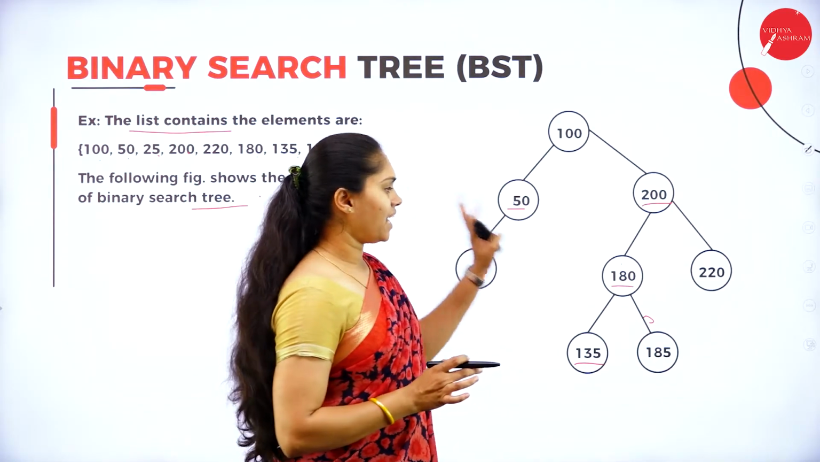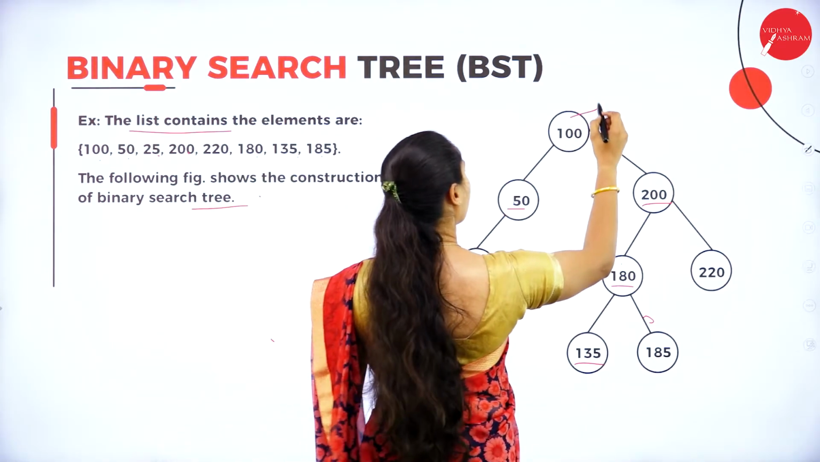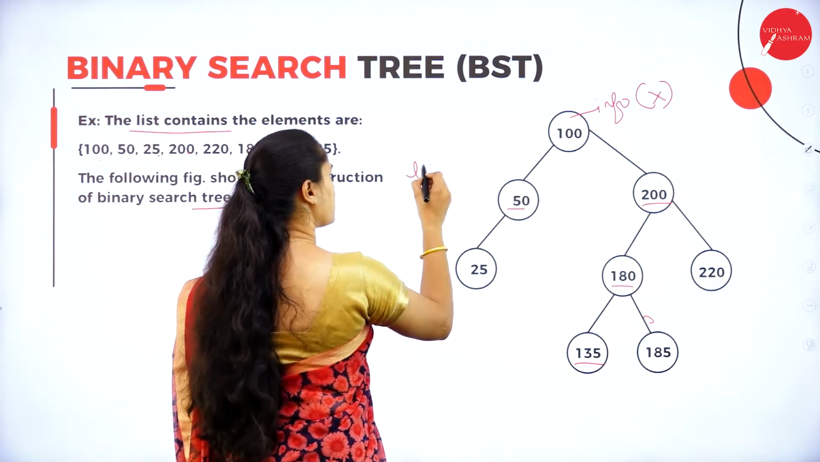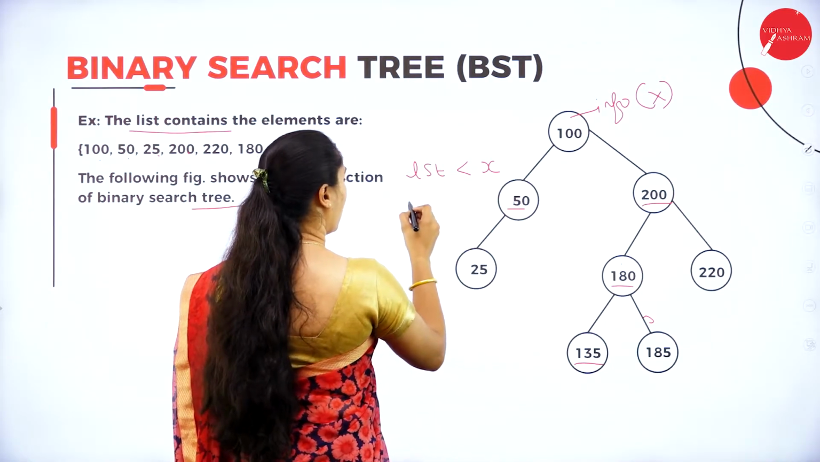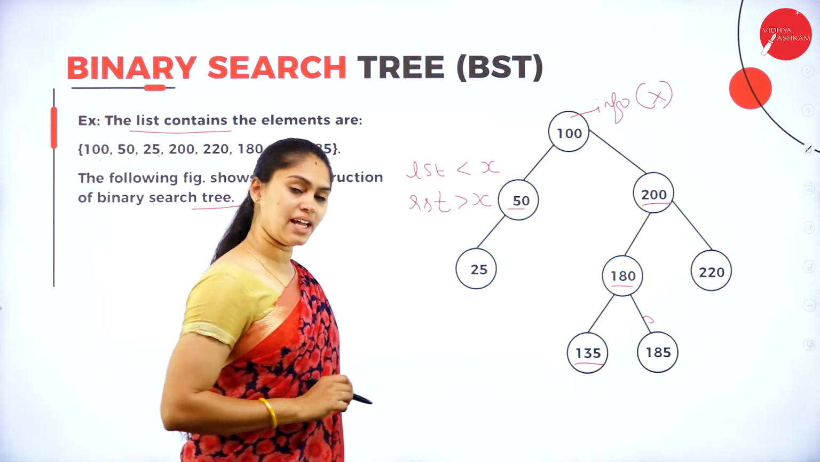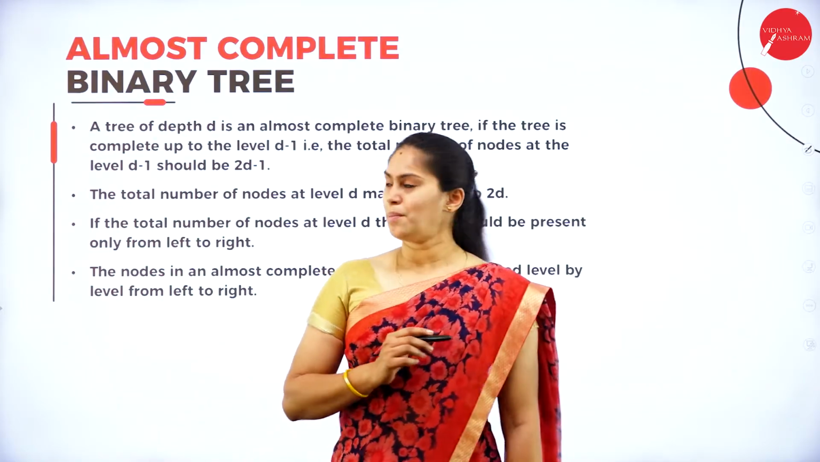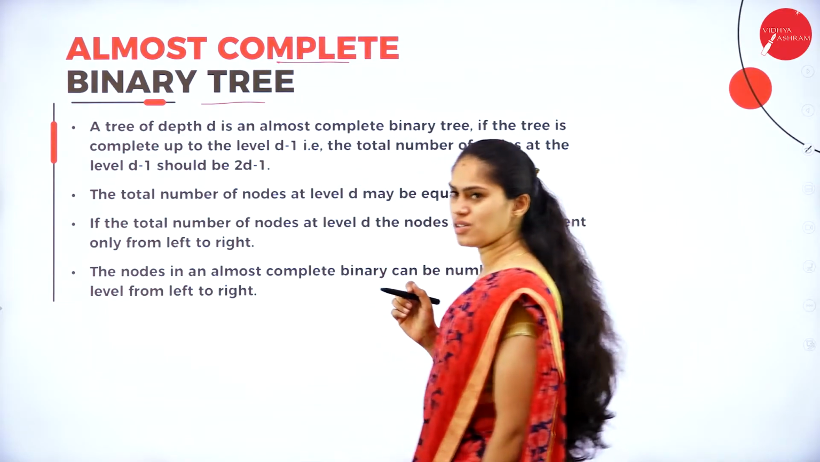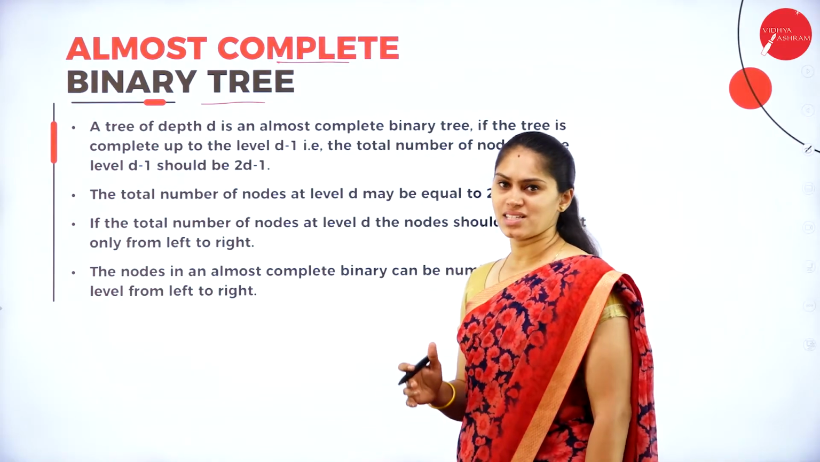So whatever elements we have, they should satisfy this condition. We are going to have an info of X such that the left subtree is lesser than the info of X and the right subtree is greater than the X value. Then we can say that kind of tree is a binary search tree or BST. So next, what do we have? Almost complete binary tree. So we know what a binary tree is, that is, it can have 0 nodes or a maximum of 2 nodes.